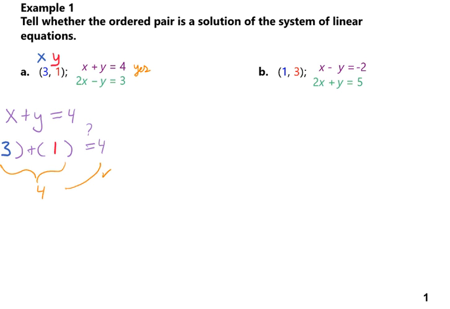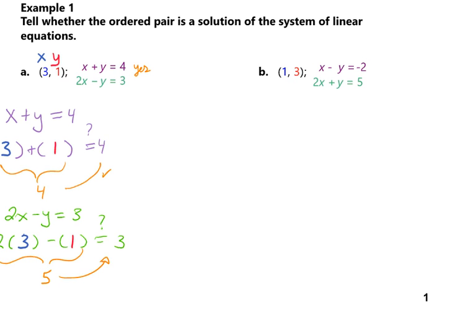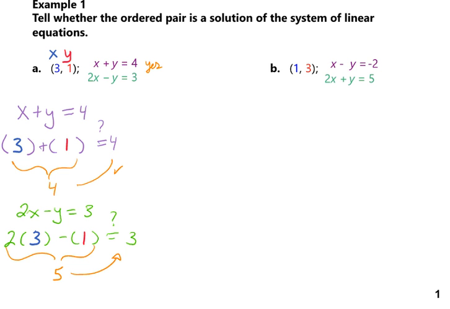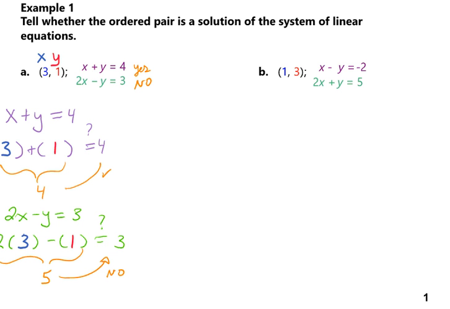So now we're going to take our 2x minus y equals 3, and plug in our x and our y so that we've got 2 times 3 minus 1. Then we work that problem out, and that's going to give us a 5. And 5 does not equal 3. So that tells us that we're going to have a no here. So this is not going to be a solution to our system.